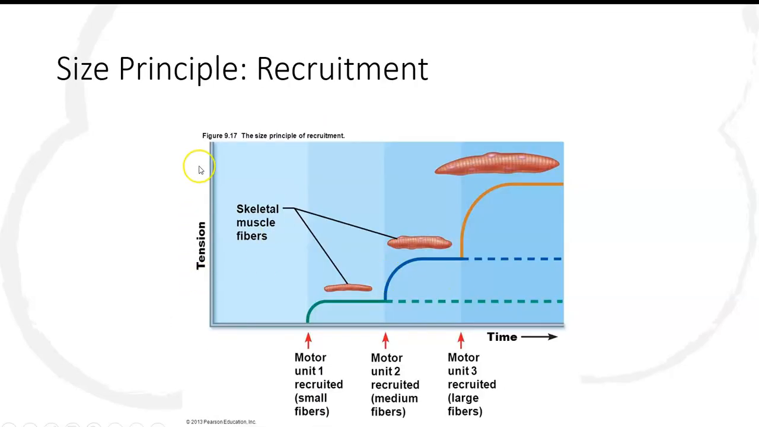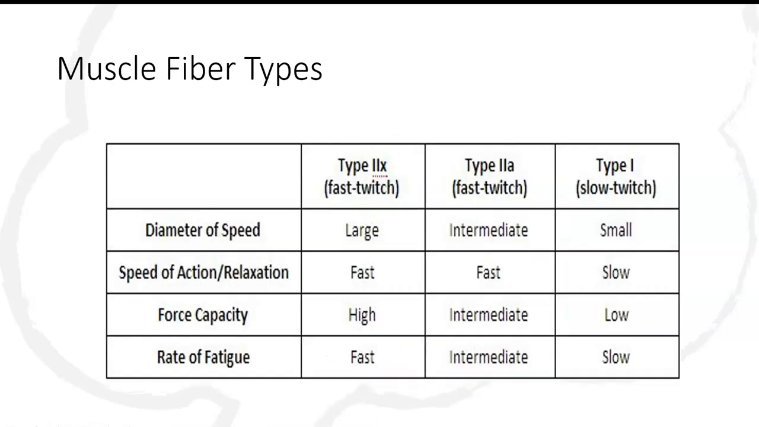Again, size order principle, amount of tension, and the amount of time and what is being activated. So motor unit 1, small muscle fibers, small amount of tension here. We increase the amount of tension, we're going to activate those type 2As, those medium muscle fiber types. Now we're drastically increasing the tension. We need to get those type 2A fibers here and type 2B fibers up here because we need to engage in a lot of force.